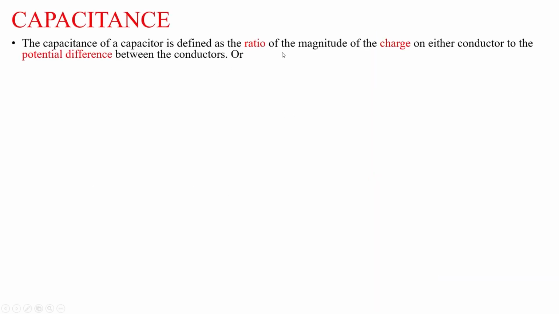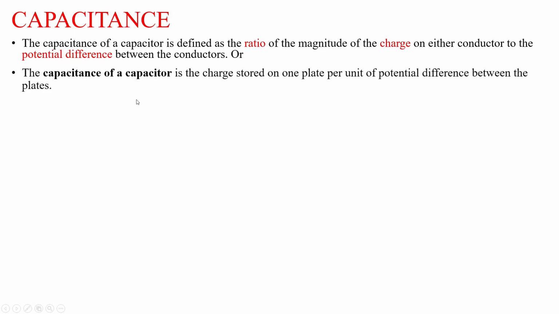Now, what is capacitance? Capacitance can be defined as the ratio of the magnitude of the charge on either conductor to the potential difference between the conductors, or we can say that the capacitance of a capacitor is the charge stored on one plate per unit of potential difference between the plates. So, mathematically, capacitance is the ratio of the charge to the potential difference. The formula is C equals Q over the change in potential difference.